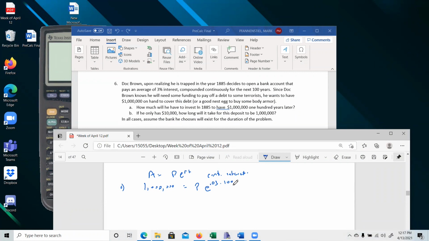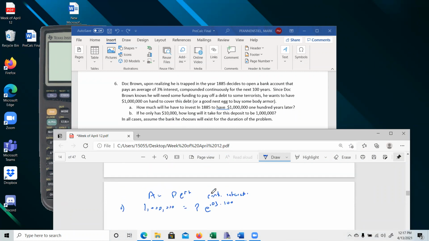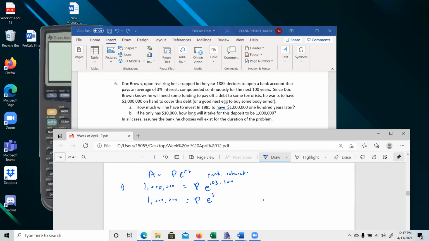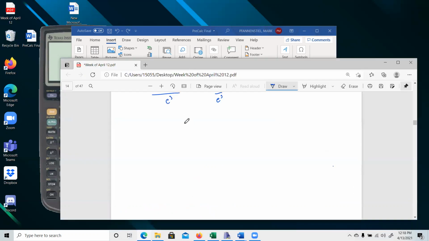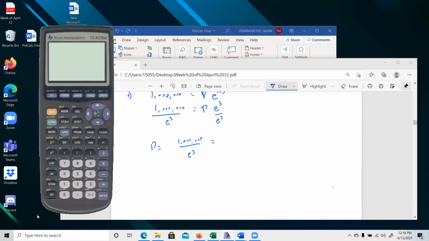So 0.03 times 100 would be e to the 3 times P. That's a P, not a question mark. It is equal to 1,000,000. If we divide both sides by e to the 3, we're going to get our principal. Our principal is equal to 1 million divided by e cubed, which we're going to need a calculator for. We're going to round to pennies if we can.